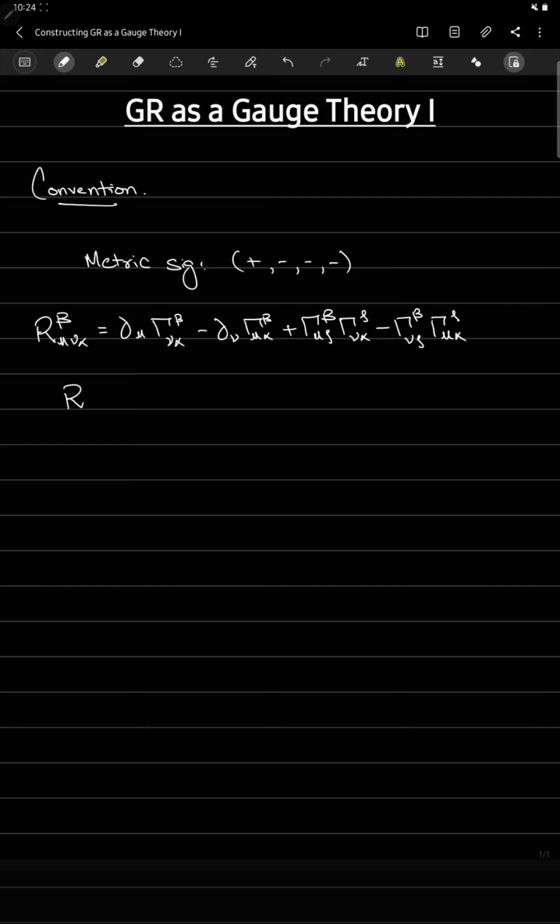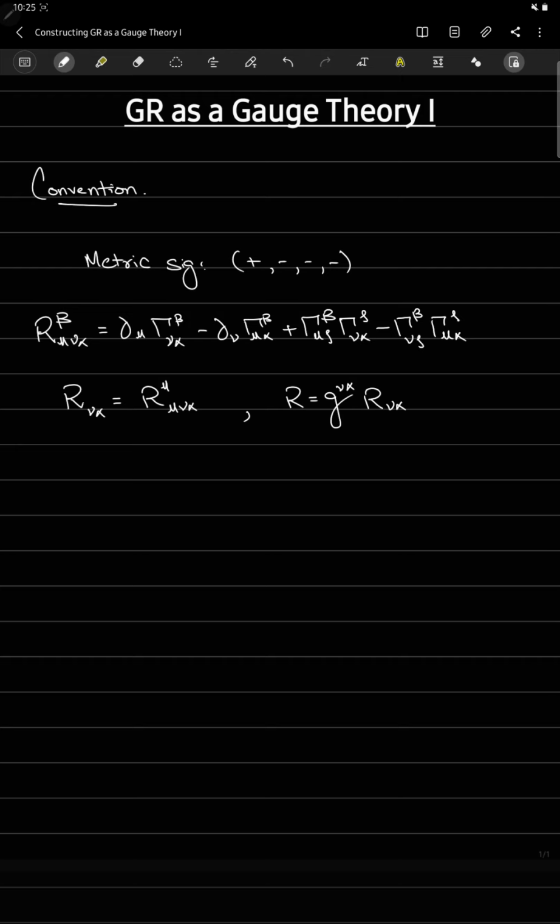And the Ricci tensor is simply R_{να}, which is just R^μ_{μνα}, right? And then finally you have the scalar curvature, which is just g^{να}, where this g^{να} is the metric, times R_{να}. So you just contract these indices and you get your scalar curvature, right?